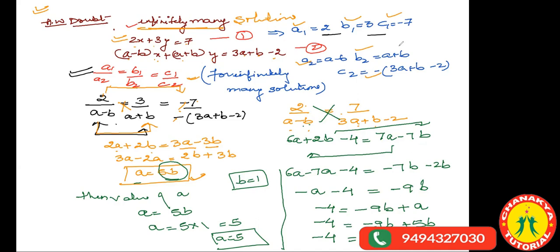And children, in your coming subjective test of maths, these type of questions will come. Few questions will be to check whether the given system of equations has no solution, a unique solution, or infinitely many solutions. This type of question. And the second type is to find the unknown quantity.